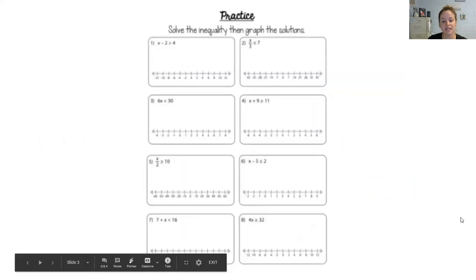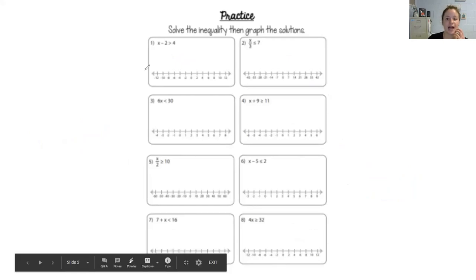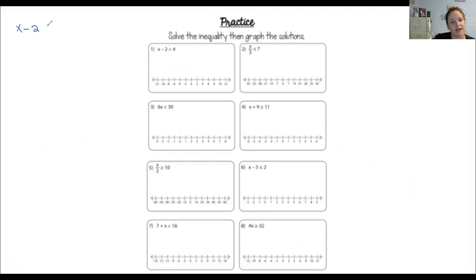All right, let's look at a couple of these. I'm going to go over the first four with you, and I'm going to leave the last four for you to do on your own. So let's look at these first four. Okay, this first one, I'm going to come off to the side and write it just so that we have a clear view. We've got x minus 2 is greater than 4.